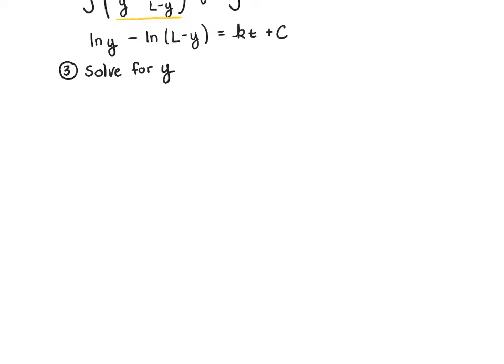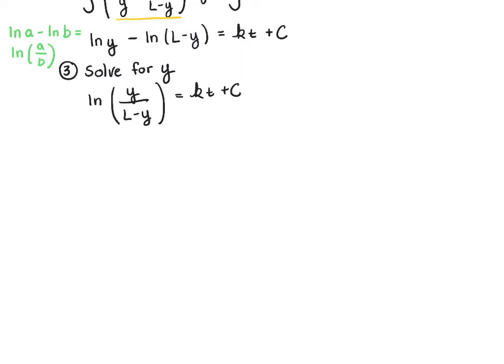The difference of two logs is equal to the single log of their quotient. In other words, I'm just going to use this helpful property here that the natural log of A minus the natural log of B is the natural log of A over B. And that'll get me to a single log. Hooray! So let's do that. Applying that to the above equation would give me the natural log of y over L minus y equals KT plus C.